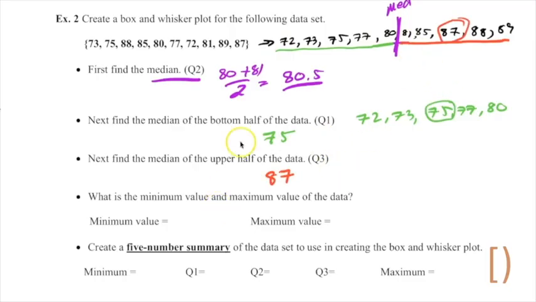87. The minimum value is the lowest, 72. The maximum value is the highest, 89. And we have everything we need. We have all the 5 key points.